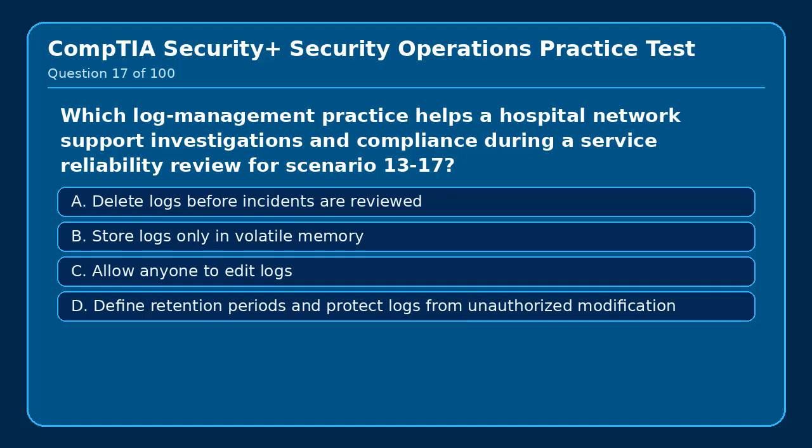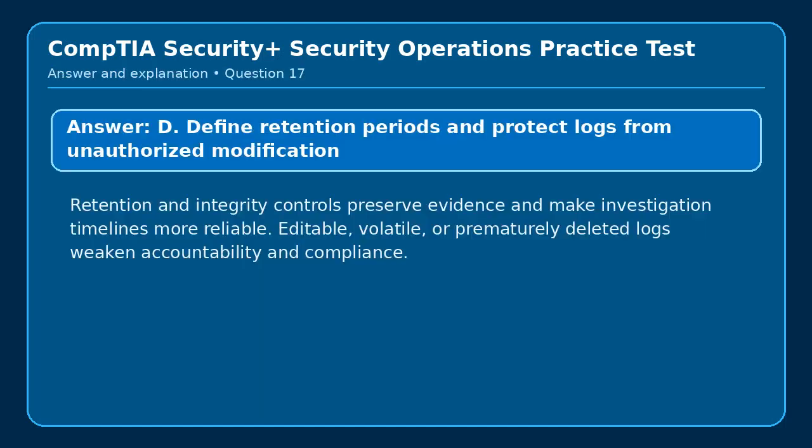During incident response at a university department, which step focuses on stopping further damage after detection while updating the runbook for scenario 13 to 18? A. Procurement. B. Containment. C. Marketing review. D. Routine onboarding. Take a moment to choose your answer.